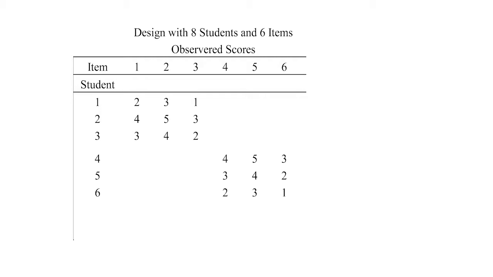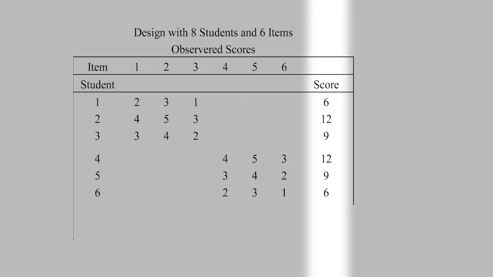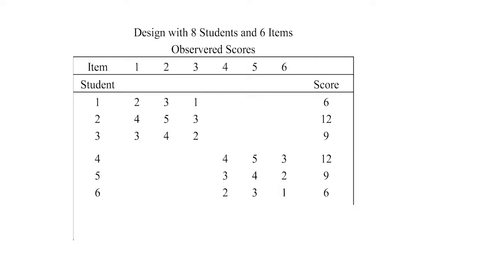Students obtain total scores. So the total scores in this case are very simple. They are just the summations over their item scores, and we see that the first 3 students score 6, 12, and 9, and a year later they score 12, 9, and 6. And the question that we want to answer is whether a score 12 by student 2 in year 1 is the same score as the score 12 of student 4 in year 2. So the question is, does that score represent the same level of proficiency?